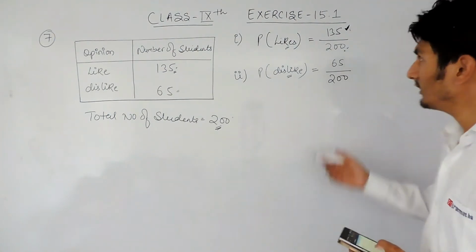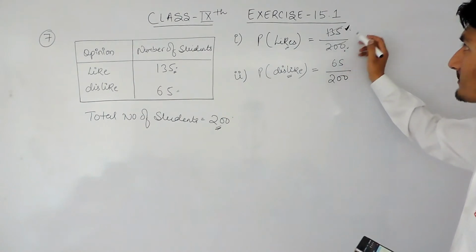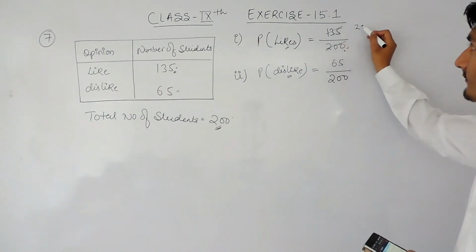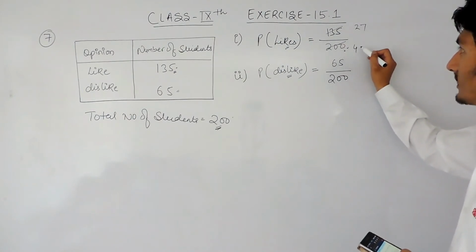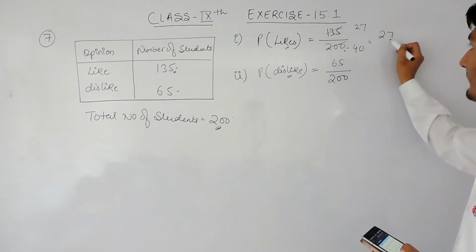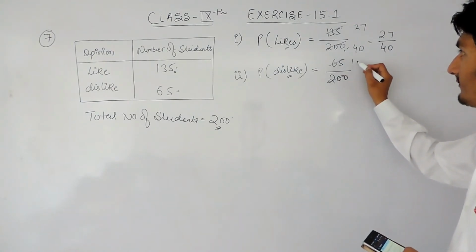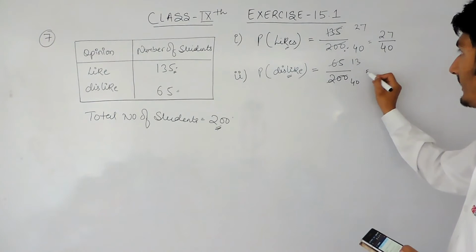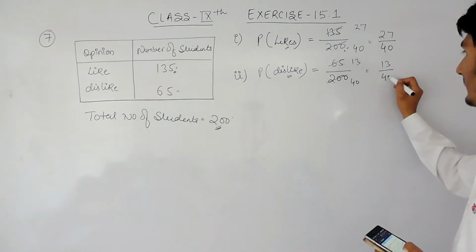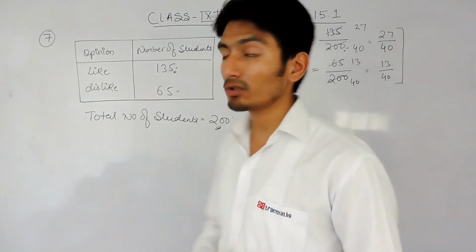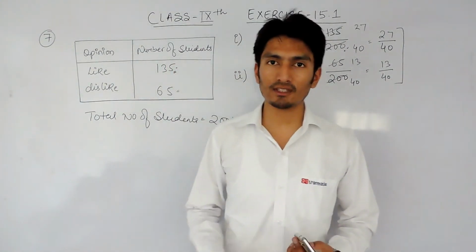If you want to solve this further, you can cancel by 5. 5 2s are 10, 5 7s are 35, and 5 4s are 20, and the answer will be 27 upon 40 for the first case. Similarly, 5 13s are 65, 5 40s are 200, and 13 upon 40 will be the answer for the second case. So this is how you can solve the seventh question of this exercise.